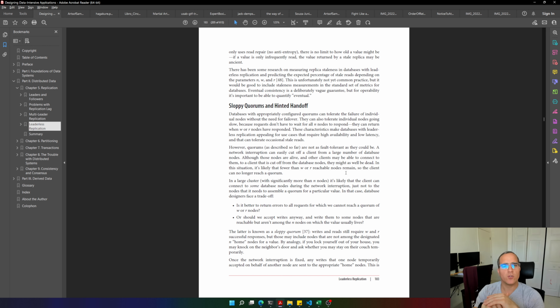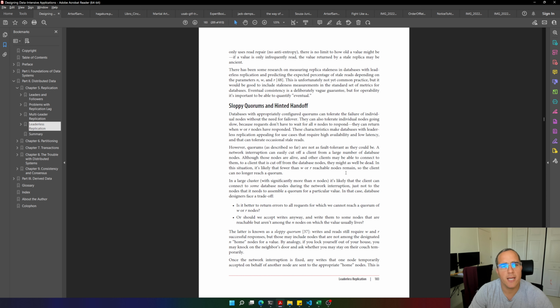There has been some research on measuring replica staleness in databases with leaderless replication and predicting the expected percentage of stale reads depending on the parameters N, W, and R. This is unfortunately not yet common practice, but it would be good to include staleness measurement in the standard set of metrics for databases. Eventual consistency is a deliberately vague guarantee, but for operability, it is important to be able to quantify "eventual."